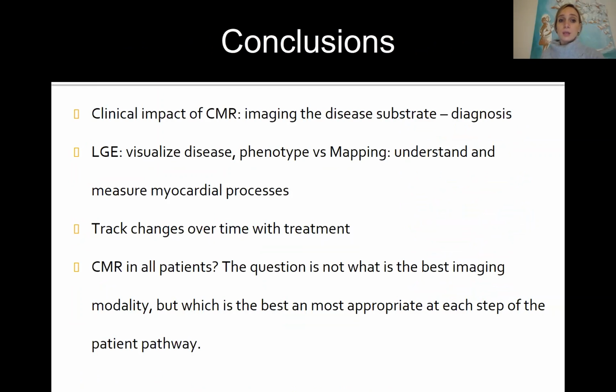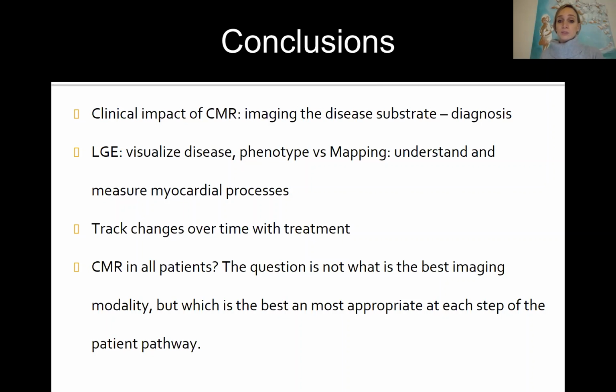So in conclusion, the clinical impact of CMR is because we are really imaging the disease substrate. So LGE is the cornerstone of all the diagnostic algorithms, but mapping really adds in terms of understanding disease biology, but most importantly, measures myocardial processes. And we've seen that we can track changes over time, and that with treatment, we can actually see reduction in the amyloid burden. So should we just use the CMR in all patients, in all situations?